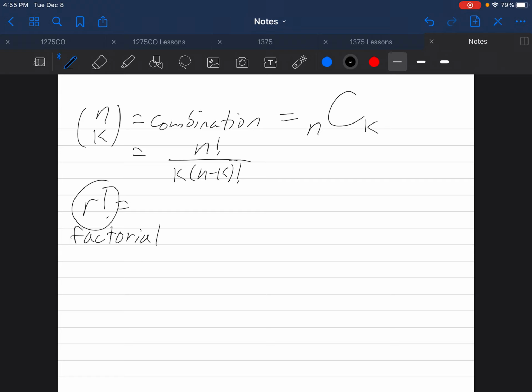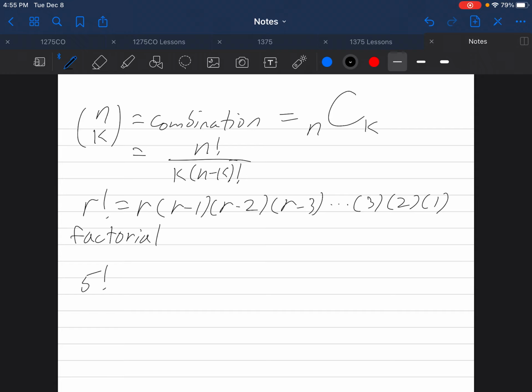But the first thing we have to talk about here is something called factorial. That's this symbol r with an exclamation point afterwards. This means r times r minus 1 times r minus 2 times r minus 3, and so on and so forth. How do you know when you are finished? When you get down to 1. So if we want to calculate, let's say 5 factorial, this is going to equal 5 times 4 times 3 times 2 times 1. And multiply this all together, 20 times 6 is equal to 120.